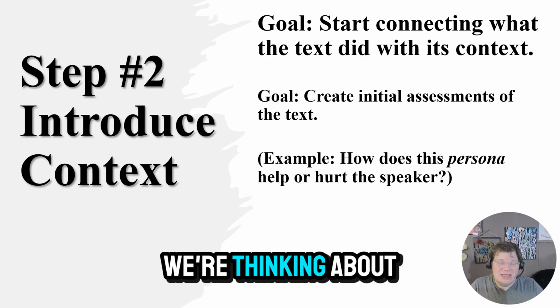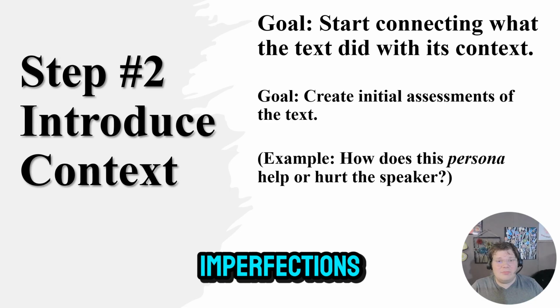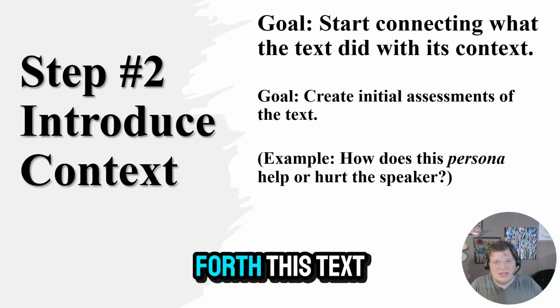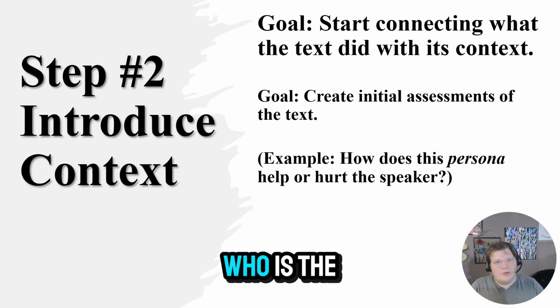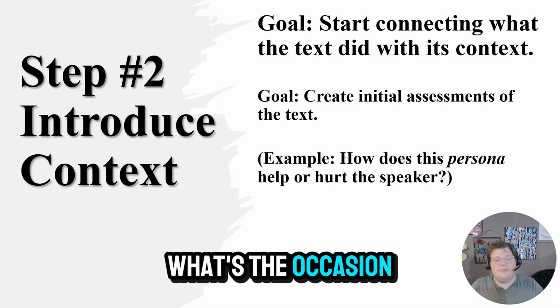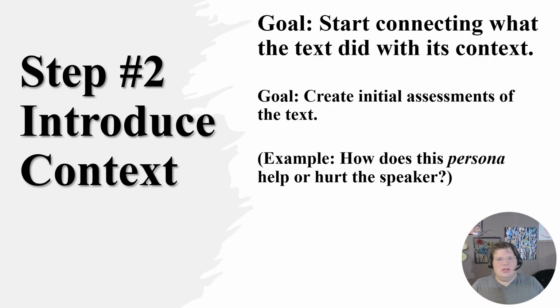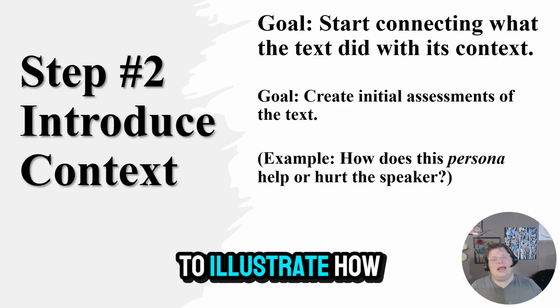And so as we're thinking about the context, we're asking things like, what are the exigencies? What are the imperfections that are bringing forth this text as a response? Who is the audience? What are the constraints and opportunities? What's the occasion? Now, asking these questions can help us start evaluating our text. And here's maybe a quick example to illustrate how.